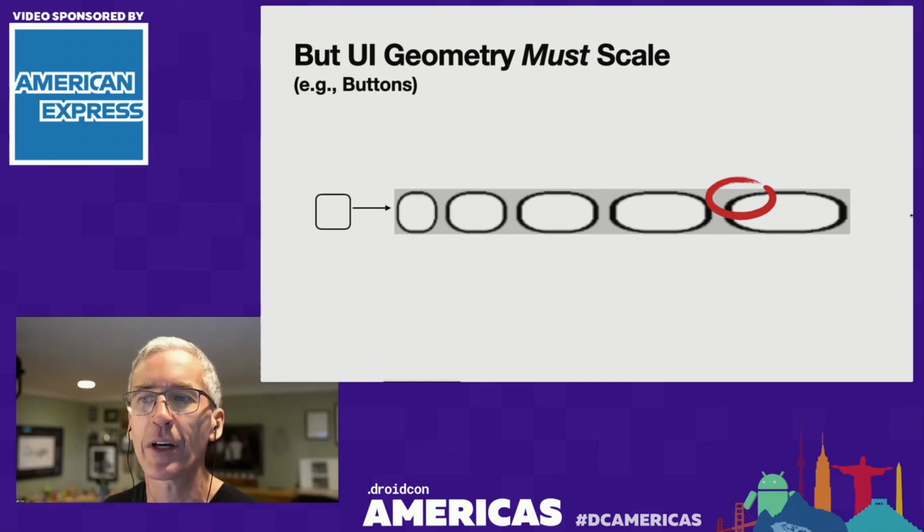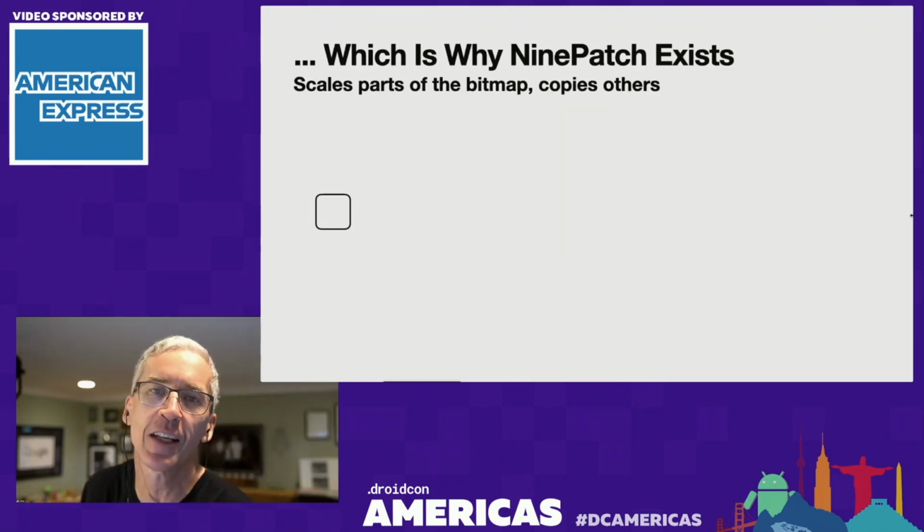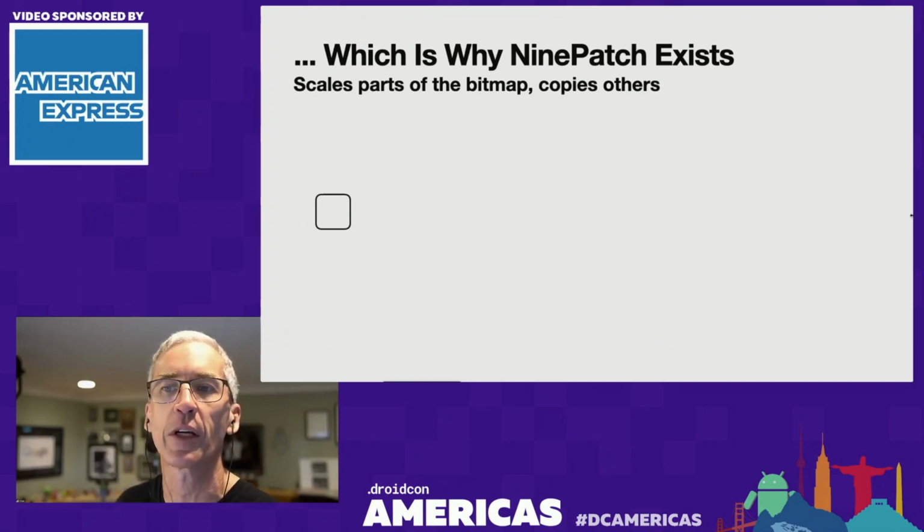That's more like an oval, because we just kind of stretched the corners too much. And that's essentially why the team came up with this thing that we call 9-patch, which gives us the ability to scale the parts of the bitmap that can scale correctly, but to copy the parts of the bitmap that really shouldn't be scaled because of the artifact that we're talking about here.